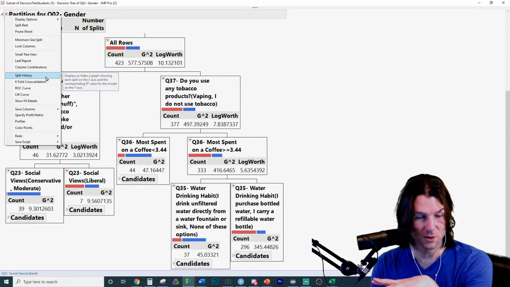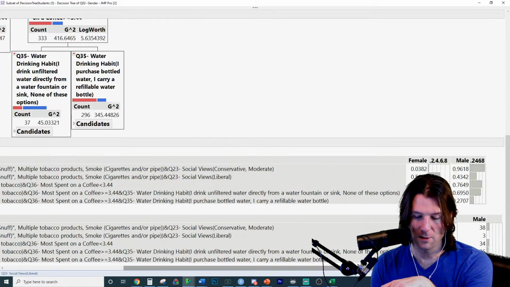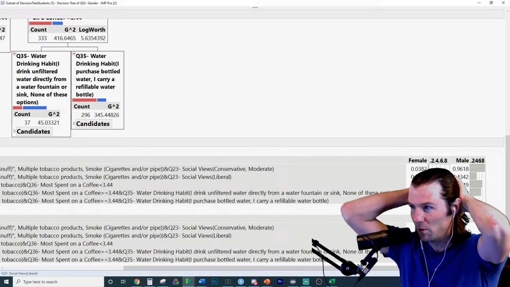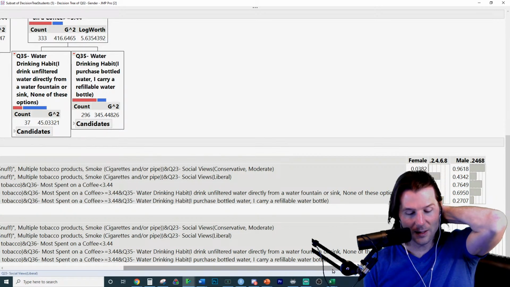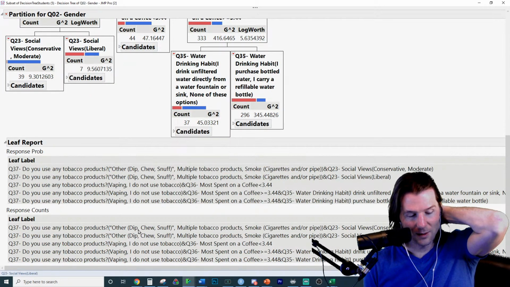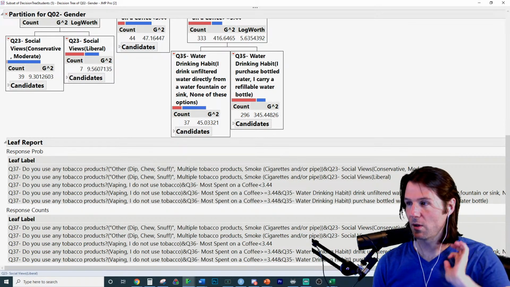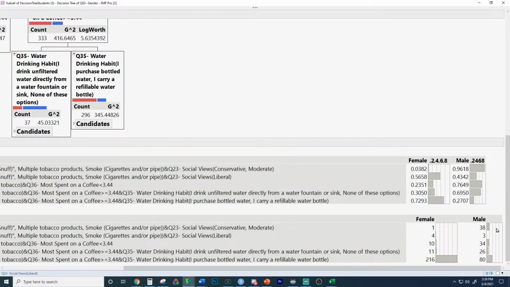So let's go over here to the leaf report, and crazy output. But you can see there's the one female in the first group. So there were 39 people, and there is one female who is moderate or conservative, who smokes in some way. They either use dip, chew, snuff, multiple tobacco products, cigarettes, and or pipe. And then their social views are conservative or moderate. So there was 39 people. One of those people was female and 38 were male.